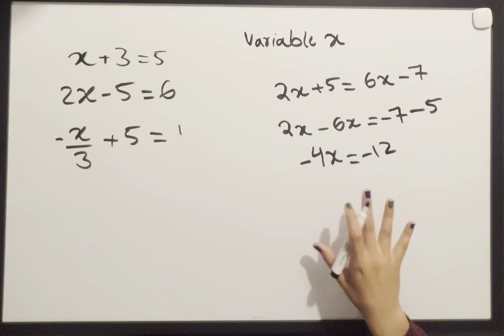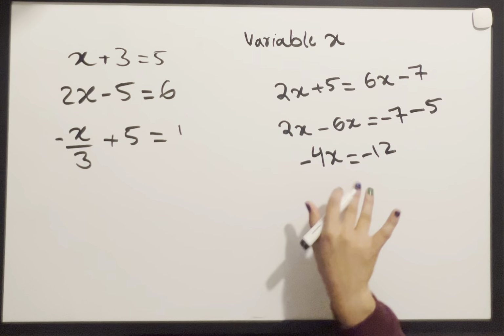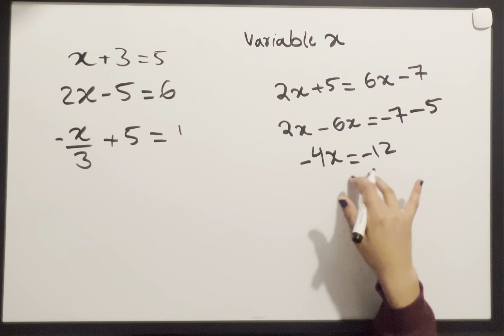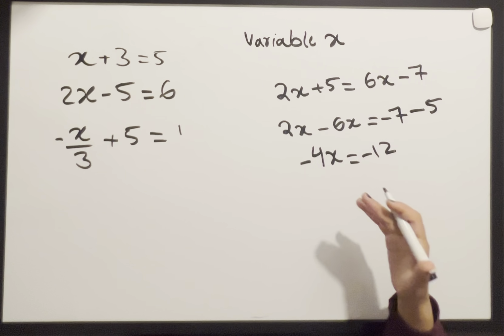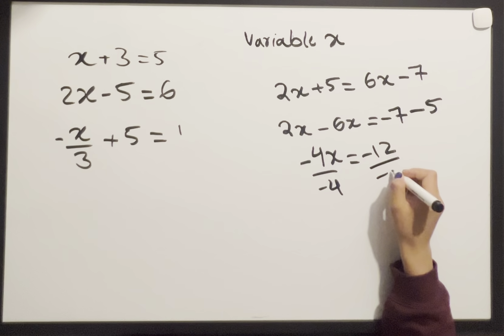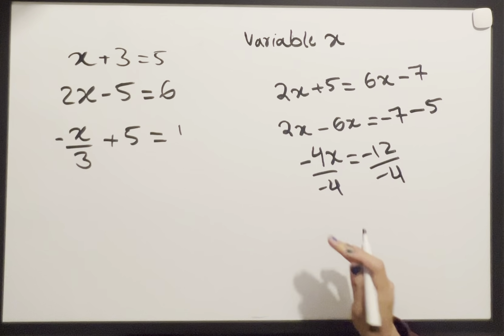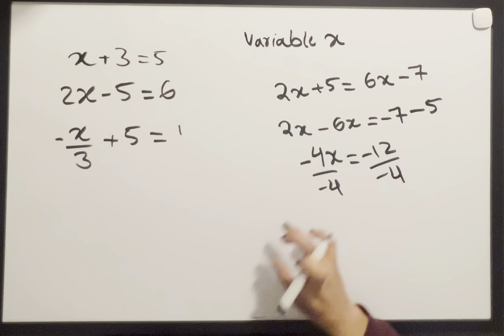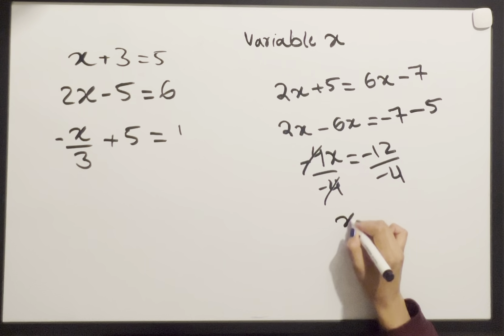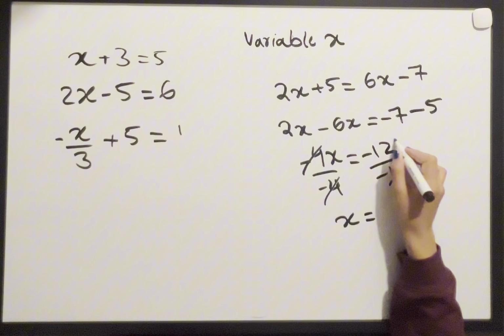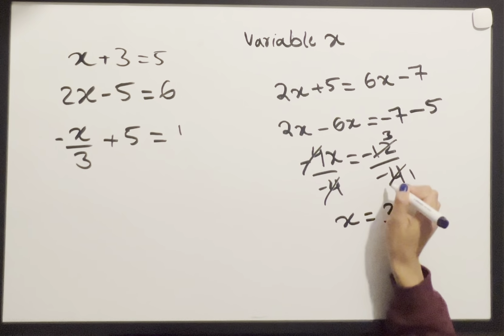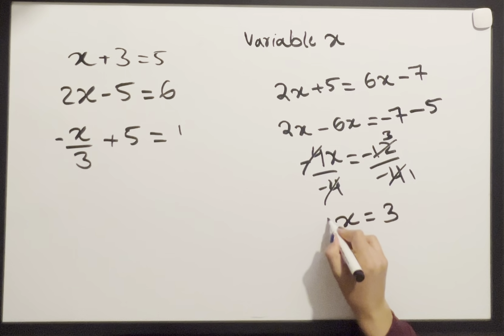In this part of the solving process, we basically have to divide the whole thing by negative 4, because we want to get rid of that negative 4 that's next to the x, because we only want the value of x, not negative 4x. These two cancel out. x is equal to positive 3, because a negative number divided by a negative number is a positive number. x is equal to 3.